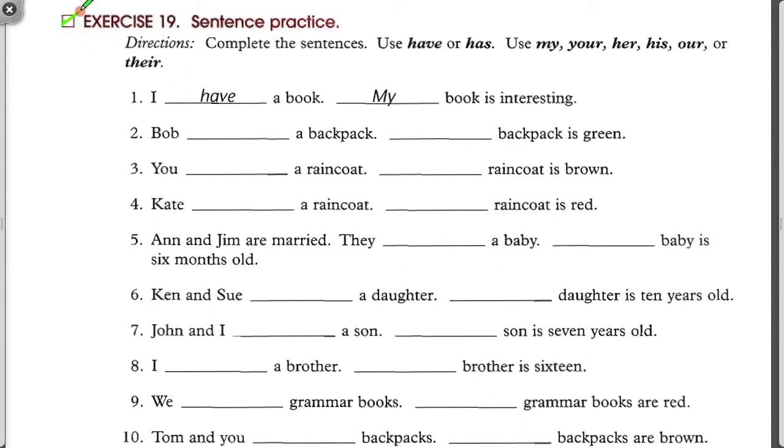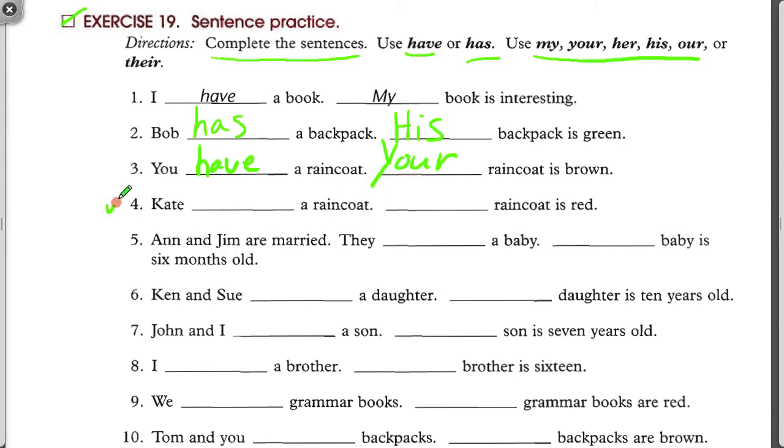Keep going to exercise 19, more sentence practices with have and has and the possessive pronouns. I have a book. My book is interesting. Bob has a backpack. His backpack is green. You have a raincoat. Your raincoat is brown. Number 4. Kate has a raincoat. Her raincoat is red.